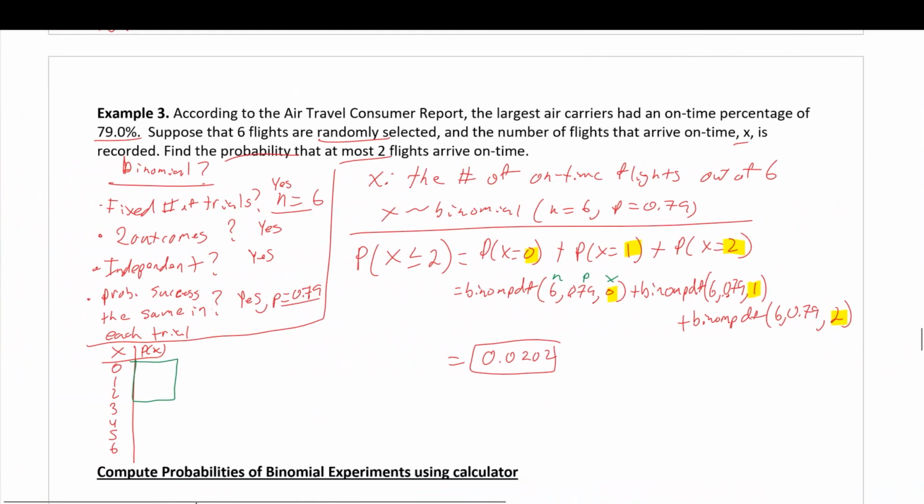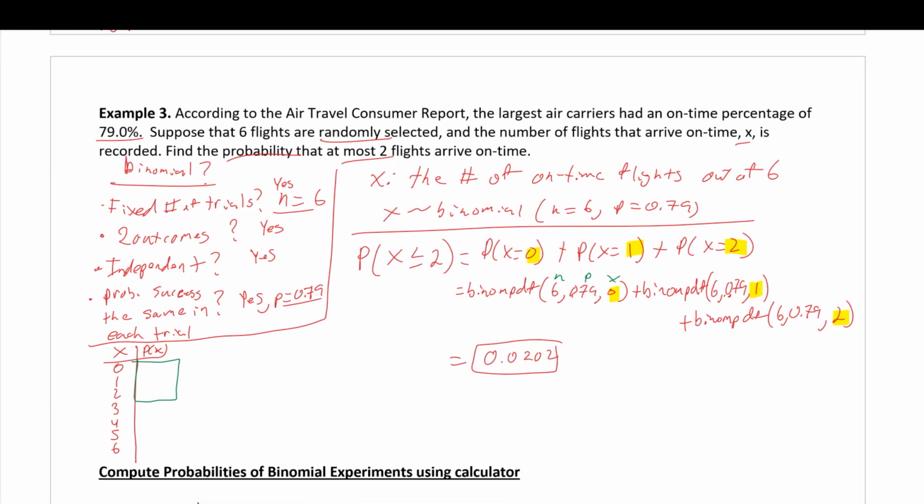Okay, so now you can see how that can be pretty tedious, especially if you had, let's say, n equals 20, and you're doing probably the x is less than or equal to 14 or something. Then you would have to do 0 plus 1 plus 2 plus 3 all the way up to 14. So you can see how that can be pretty tedious, right? Now, lucky for us, our calculator does actually have a specific function for less than or equal to.